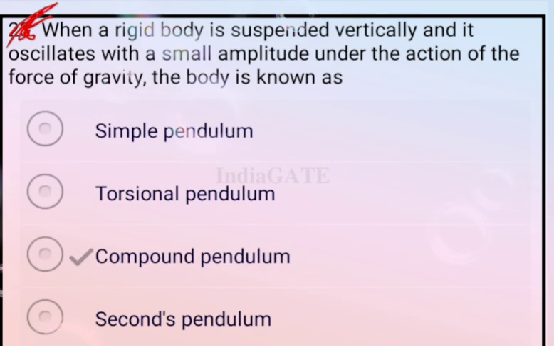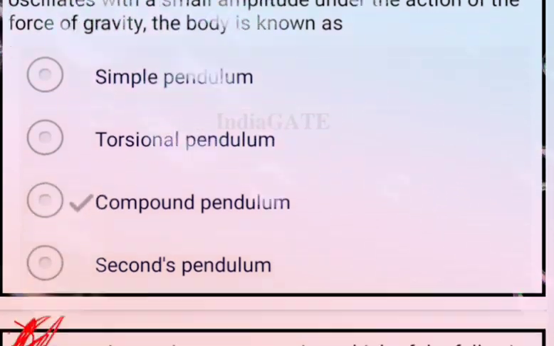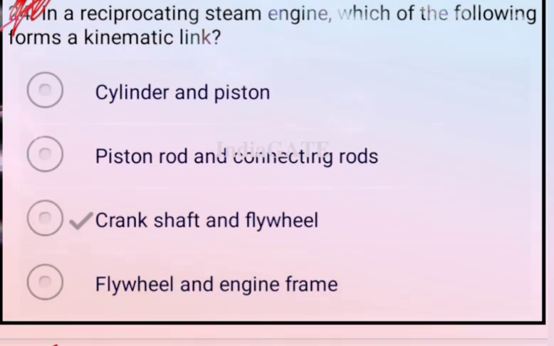When a rigid body is suspended vertically and it oscillates with a small amplitude under the action of the force of gravity, the body is known as a compound pendulum. So option C is the correct answer. Now come to the next.